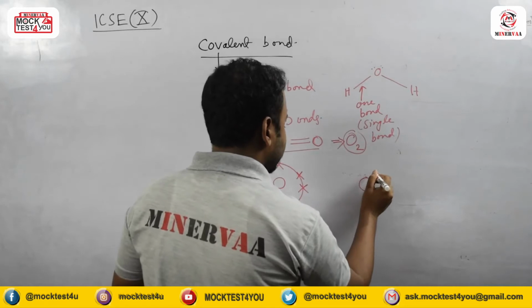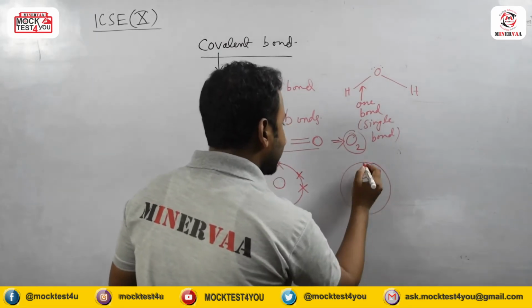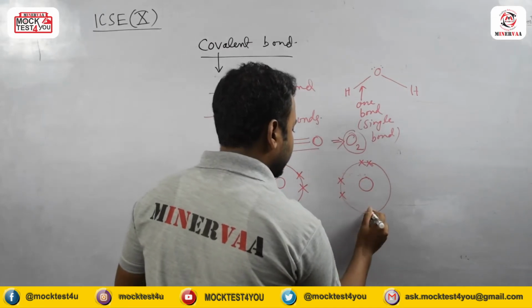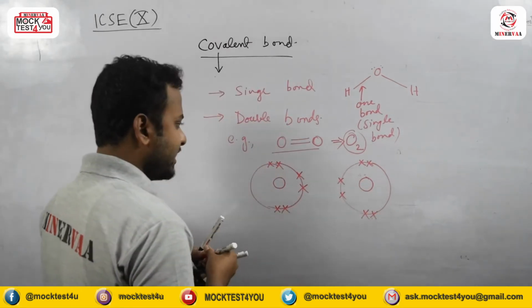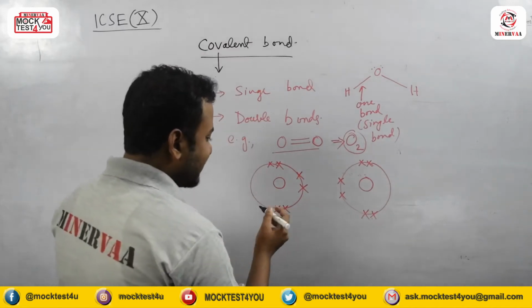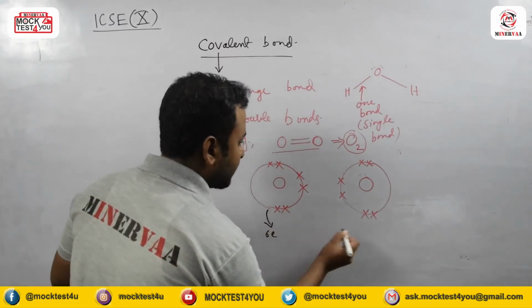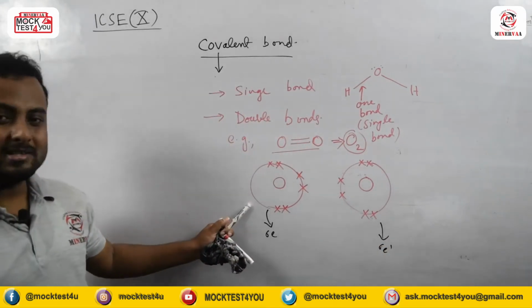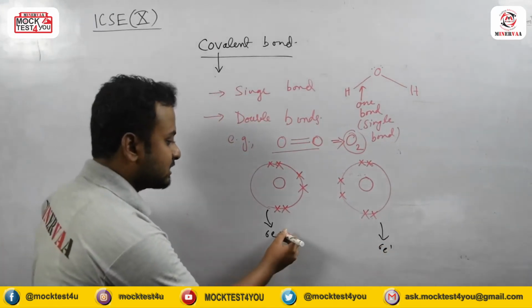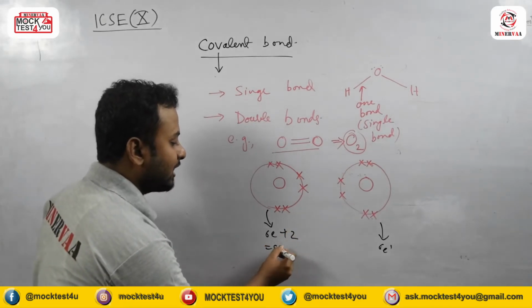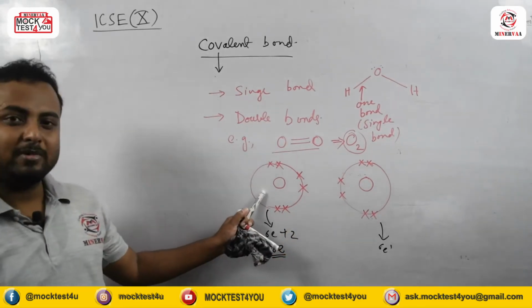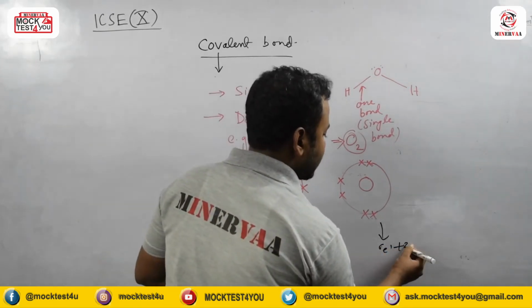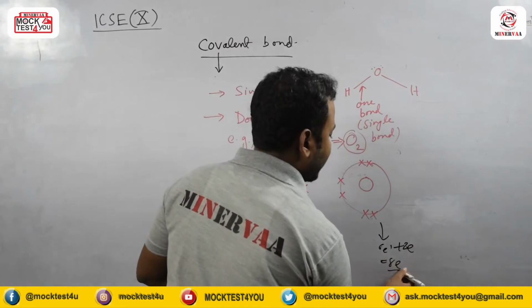This is another oxygen. It also has 6 electrons in its valence shell. So if 2 electrons are given to this oxygen, 6 plus 2, it will become 8 electrons. Its octet will be reached. If 2 electrons are given to this oxygen, it will attain its octet.